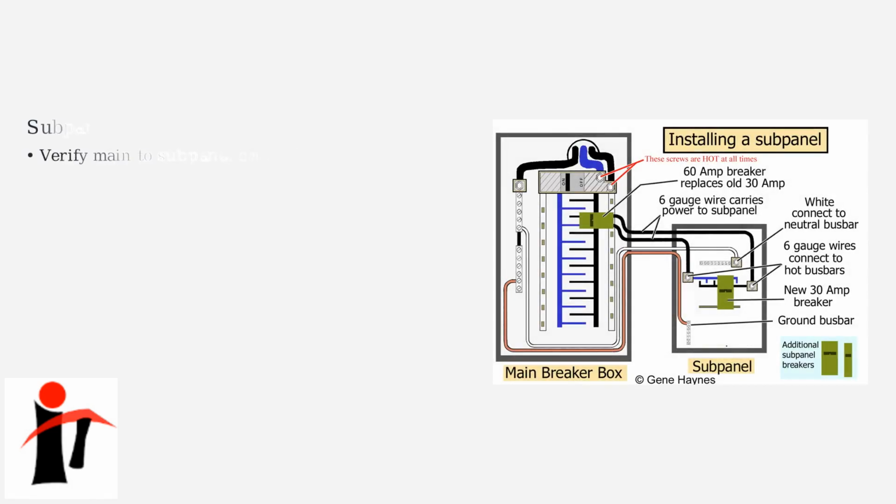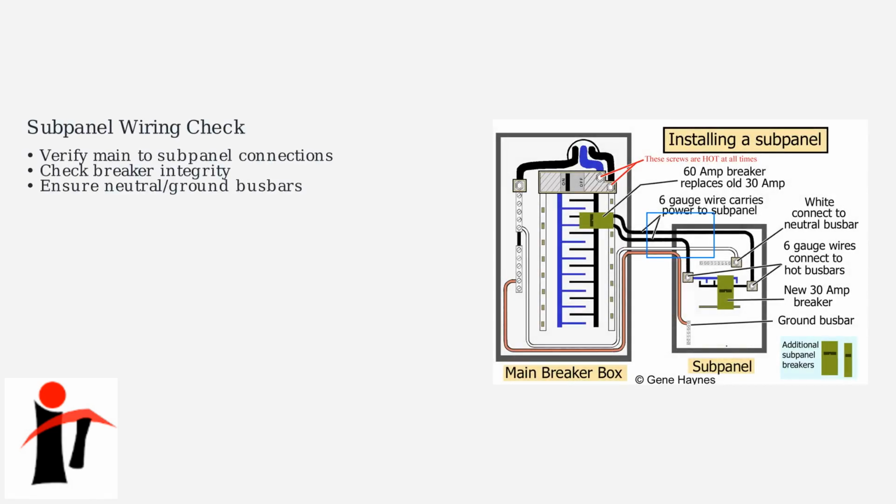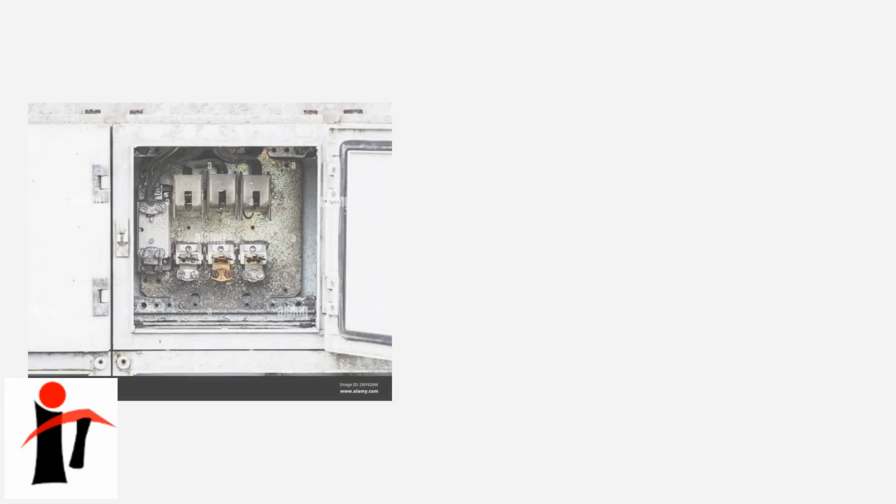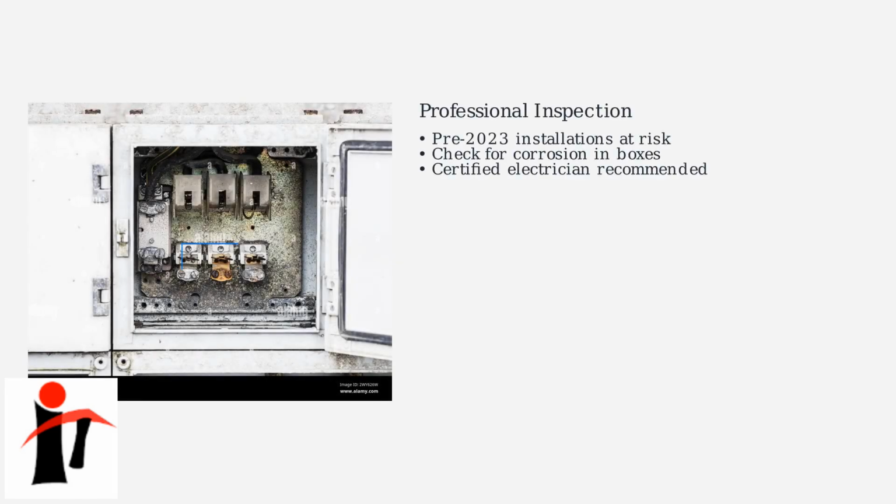Faulty subpanel wiring, as seen in a prominent 2025 case study, can also lead to no power errors. Check connections between main panel and subpanel, ensuring breakers and bus bars are secure and not damaged. Consider consulting a certified electrician for a thorough inspection, especially if the installation predates 2023. Older electrical boxes may show signs of corrosion or damage that require professional repair.